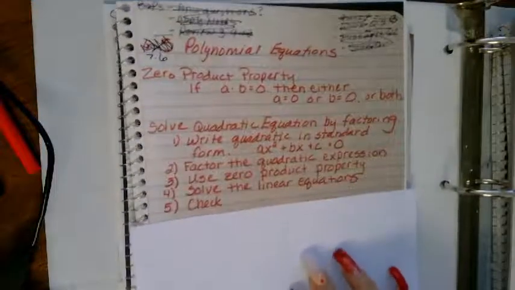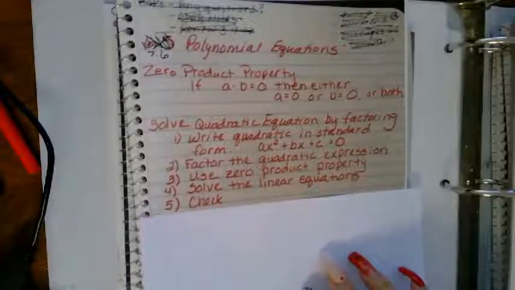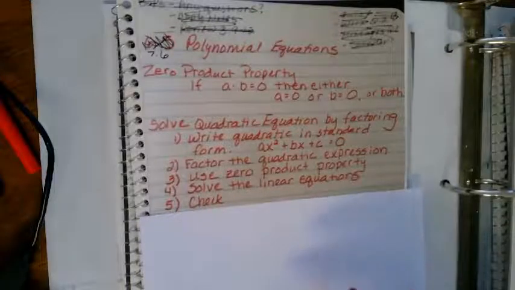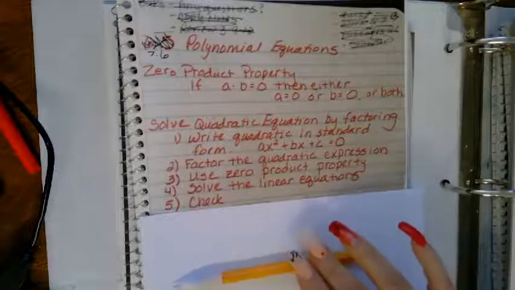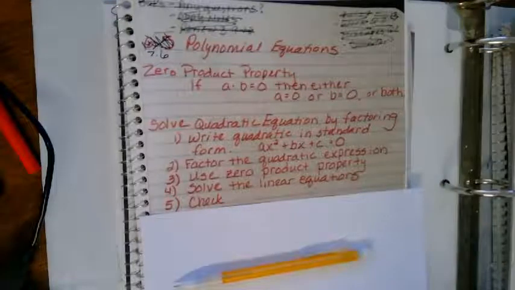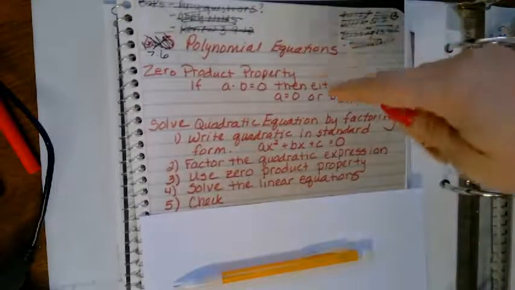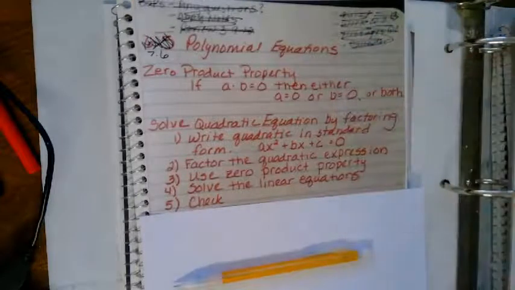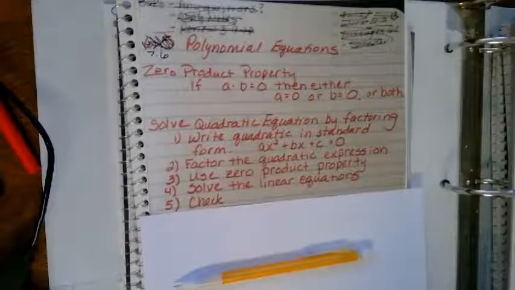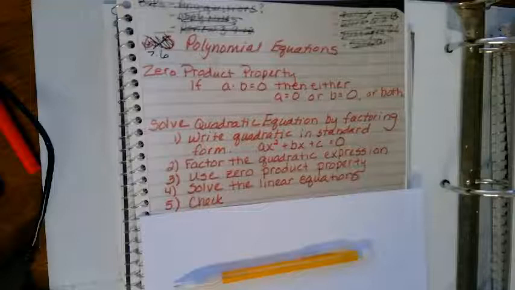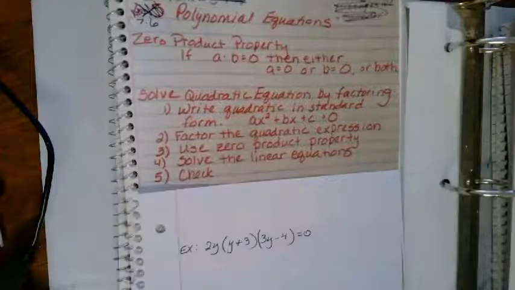And then there's 5 steps when we're going to solve quadratic equations by factoring. Okay, so here's your steps. First one, write quadratic in standard form. That's our ax squared plus bx plus c. And since we're doing the zero product property, we're going to make it equal to 0. Number 2, you're going to factor the quadratic expression. 3, use zero product property. 4, solve the linear equation. And then 5, you're going to check. Go ahead and write that down.